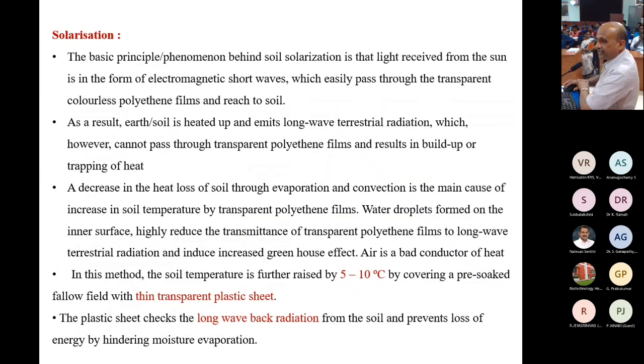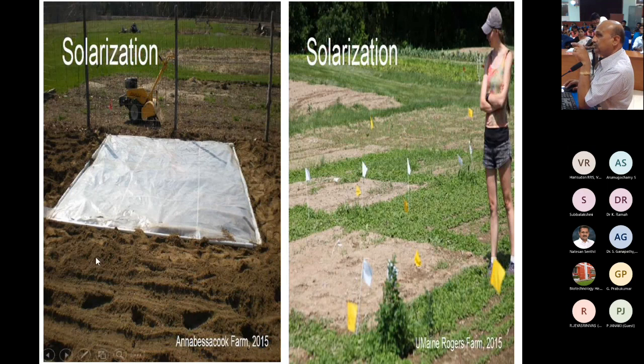Then the solarization technique is also considered under organic farming, wherein soil temperature is raised, but the disposal of polythene sheet is a major concern. So I don't know whether it is considered or not. Yes. Yes.